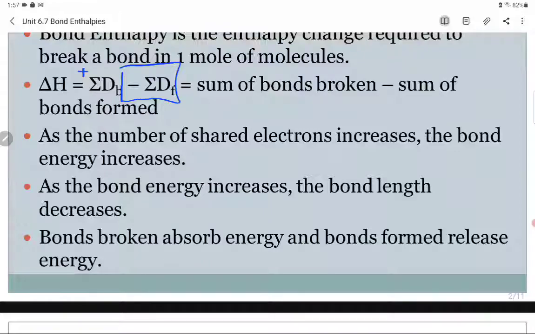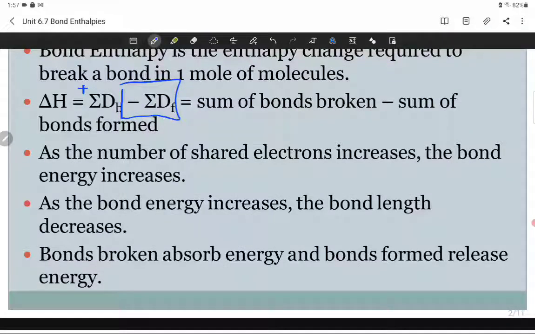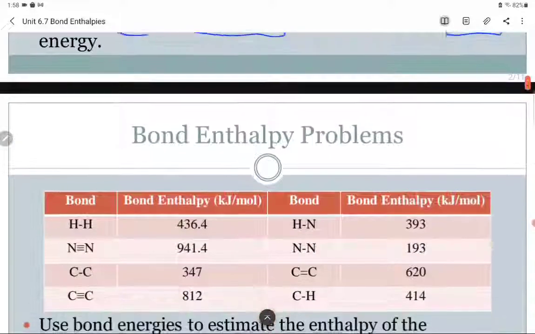And then also the lengths are related to all this too. So the bond length for a single bond is going to be the greatest. Triple bond is going to be the least. So really, the more energy involved with the bond, the shorter the distance between those two atoms. Okay, so again, I was recommending that you understand that broken absorbs energy, formed releases energy. So let's jump in here.